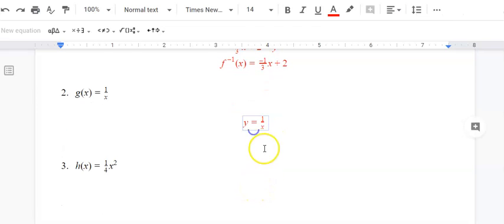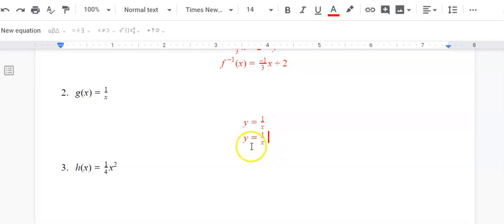So I've replaced my g of x with a y. And I'm going to switch the x and the y. So the y becomes x, and the x becomes y.